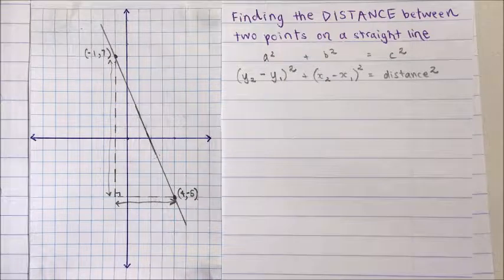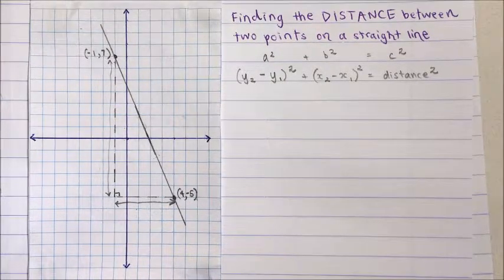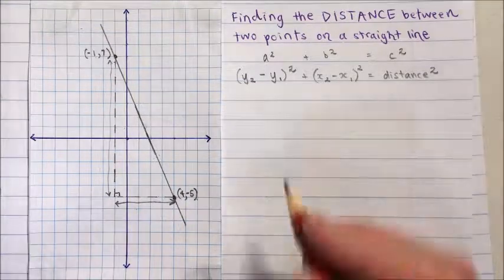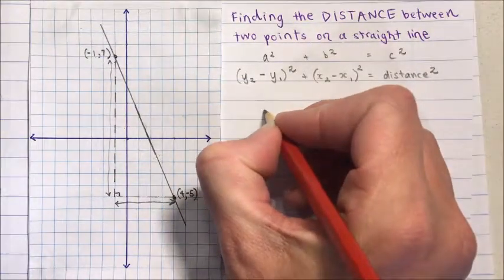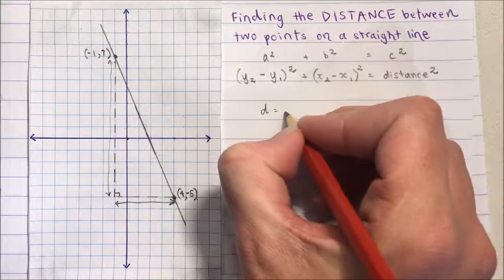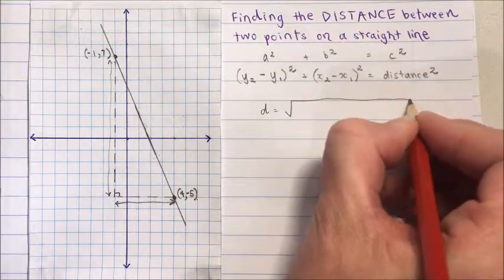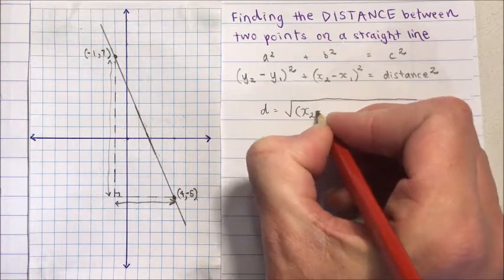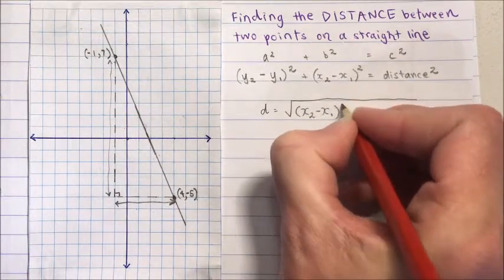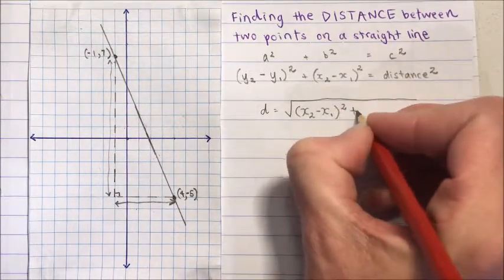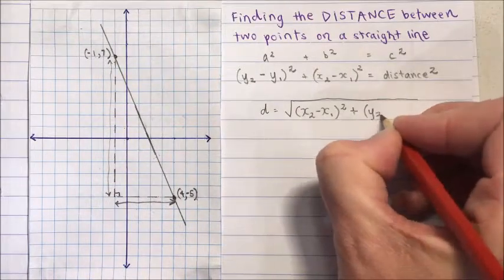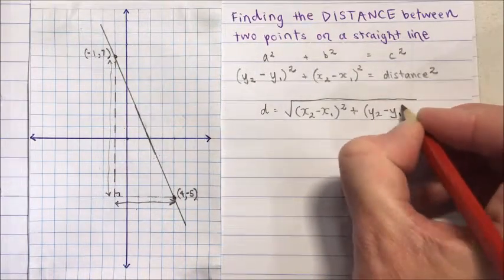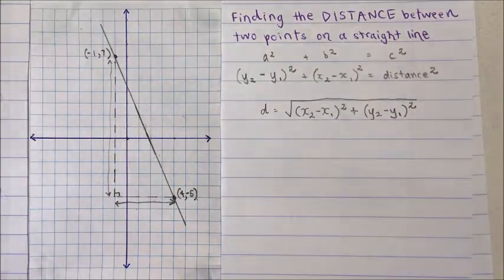So that's super handy. When we're working out the distance, the way that we write the formula for distance on a straight line is to say that d for distance equals the square root of x2 minus x1 squared plus y2 minus y1 squared. So let's give this one a go.